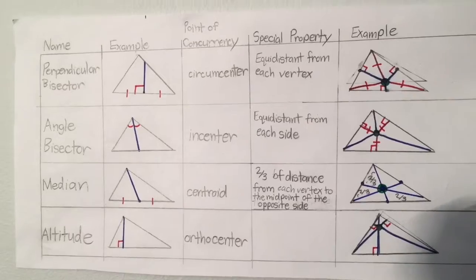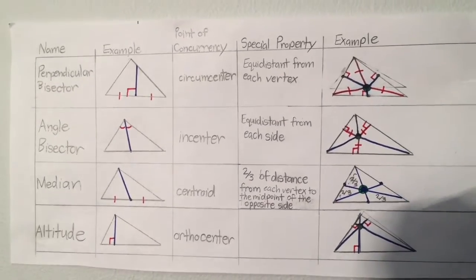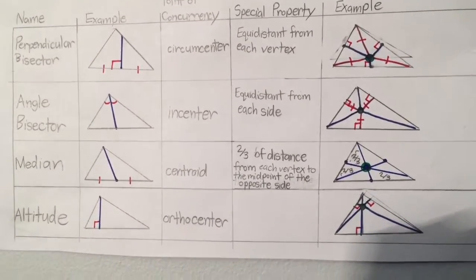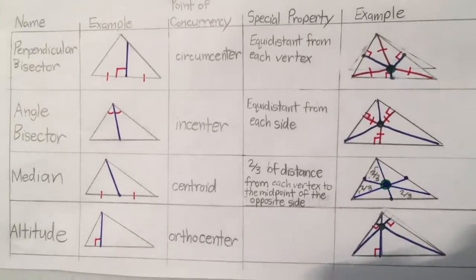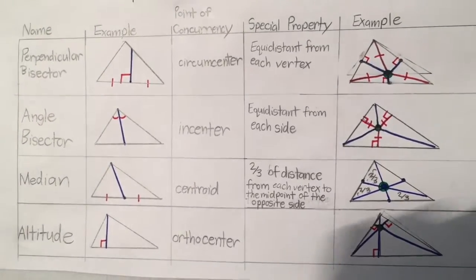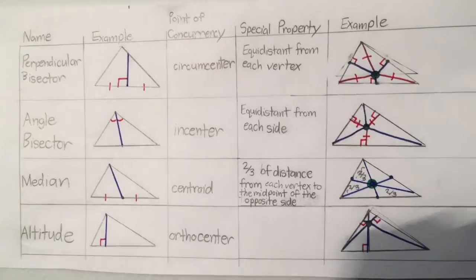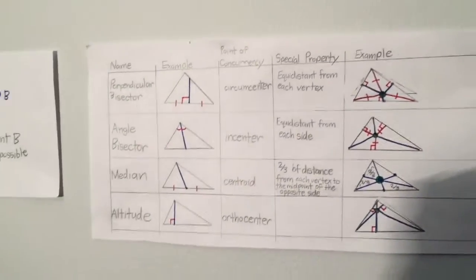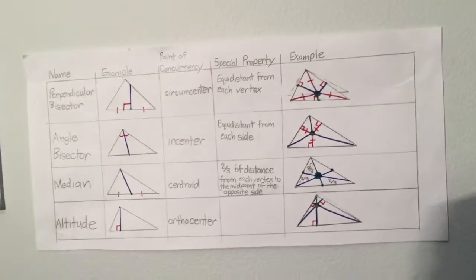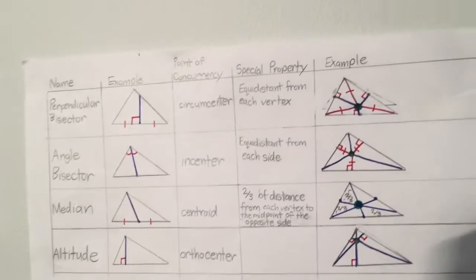The perpendicular bisector in a triangle is a line or segment or ray that passes through the midpoint of a side and is perpendicular to that side. An angle bisector is a ray that divides an angle into two congruent angles.